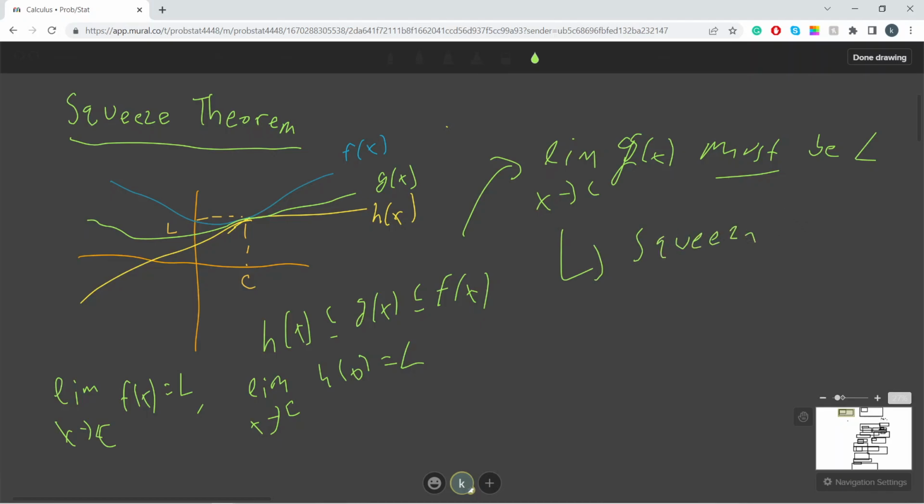Because g of x is being squeezed, quote unquote, or sandwiched between two functions, h of x and f of x. And you might also see this theorem go by another name, the sandwich theorem.